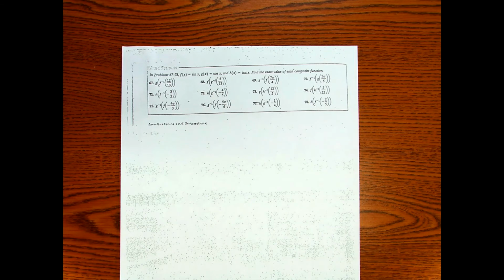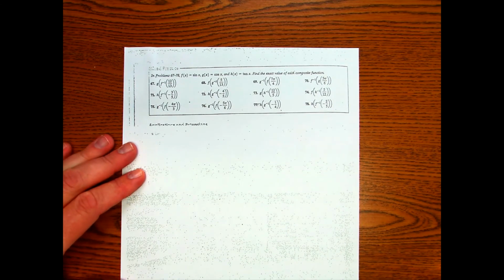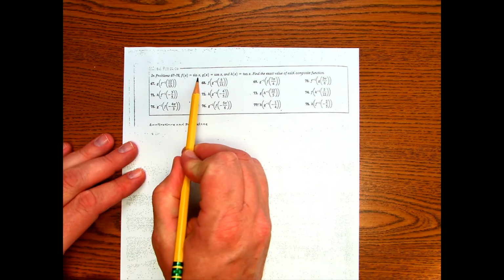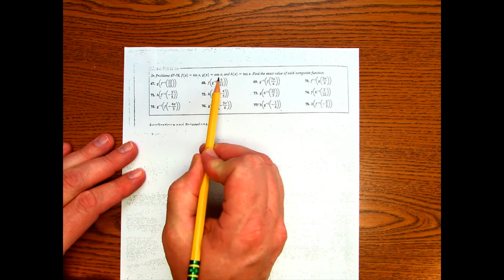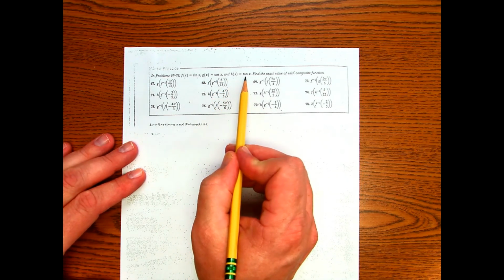All right, for tonight's worksheet, the information is going to be presented slightly differently than the example sheet that we just did. What we have here is the problems being presented in function notation. They're defining function f to be sine of x, function g to be cosine of x, and function h to be tangent of x.